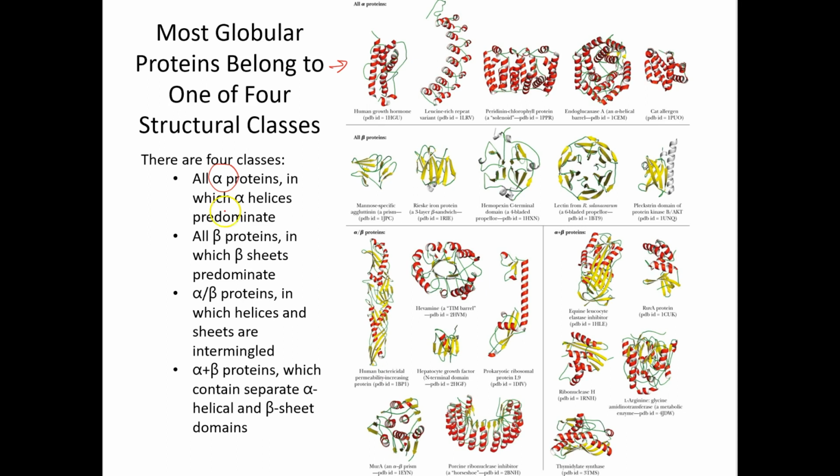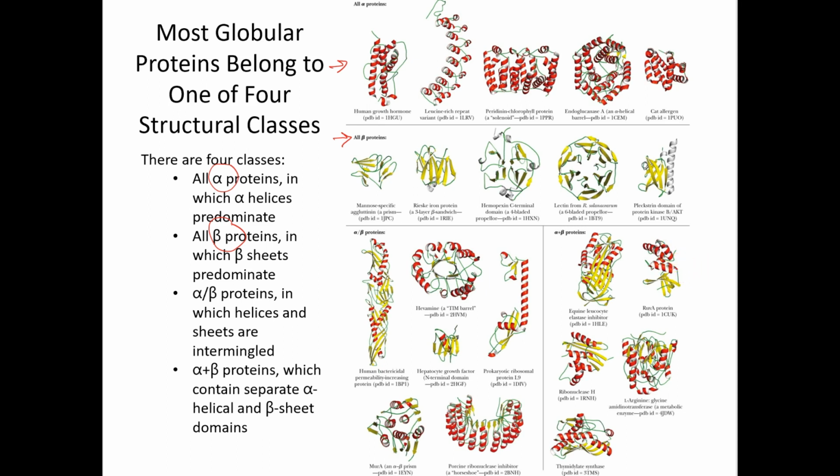We can also have beta proteins, which are entirely composed of beta sheets. And that's what we're looking at with yellow. And then we've got alpha-beta proteins in which the helical structures are intermingled with the beta structures. And we also have alpha plus beta, which are different from alpha-beta because they have separate alpha helical domains and beta domains. So in alpha-beta proteins, the domains are intermingled, whereas in alpha plus beta, you have separate domains. So you can really see that here.